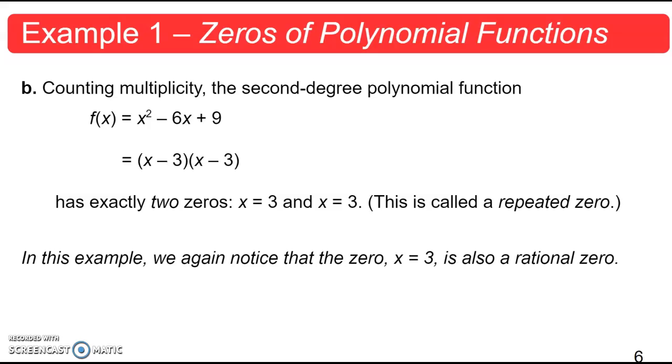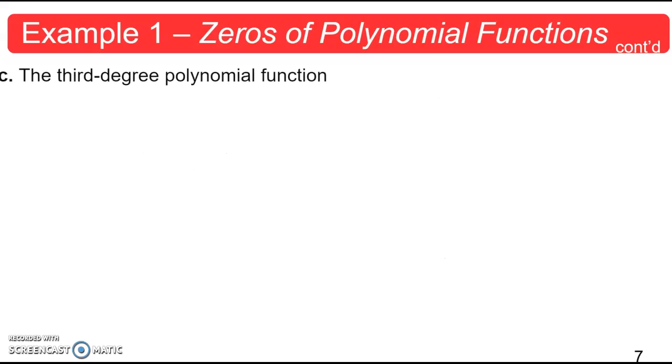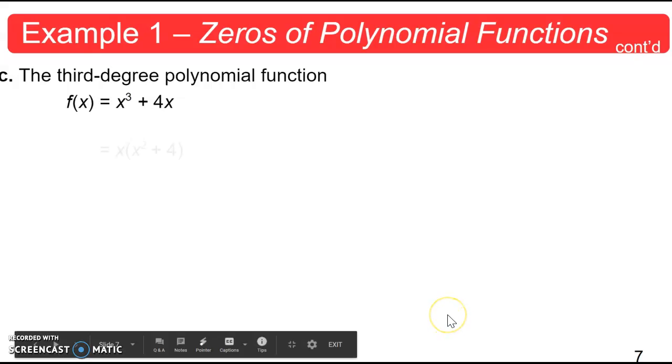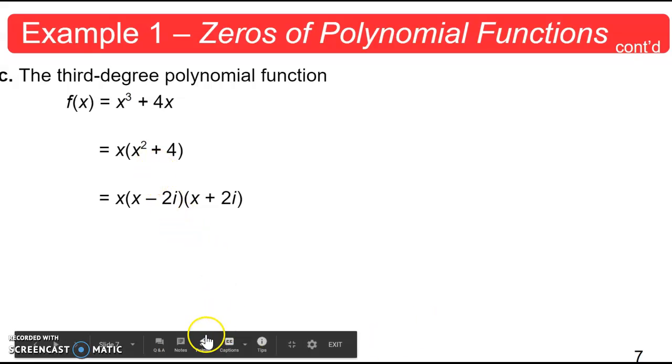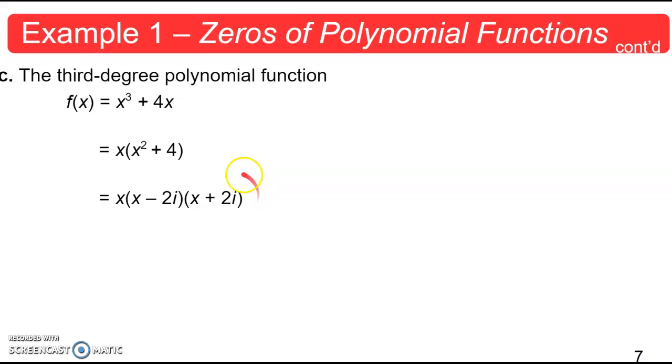Looking at our next polynomial, we would have a third degree polynomial. The third degree polynomial function f of x is x to the third plus 4x. Again, applying our linear factorization theorem, it factors to x times x squared plus 4. Now, we can expand this a little bit to factor, and now we have conjugate pairs of our complex zeros. So x squared plus 4 factors to x minus 2i and x plus 2i.